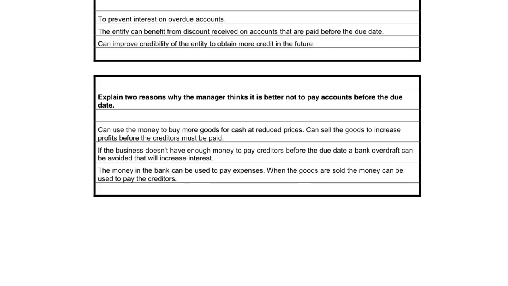The money in the bank can be used to pay expenses, so that you have enough cash flow in the business to pay everything that you have to. When the goods are sold, the money can be used to pay the creditors. So the owner feels that if he takes the money and uses it to buy more goods to sell to make a bigger profit, or to pay all his expenses and pay his liabilities, then he will sell the goods and he will pay the creditor after the 60 days.